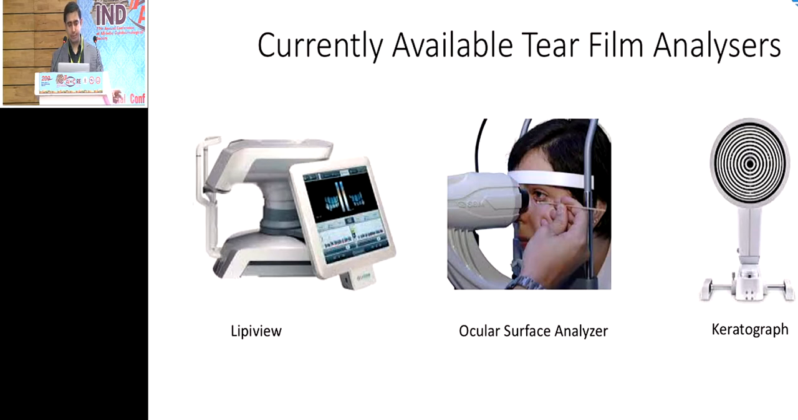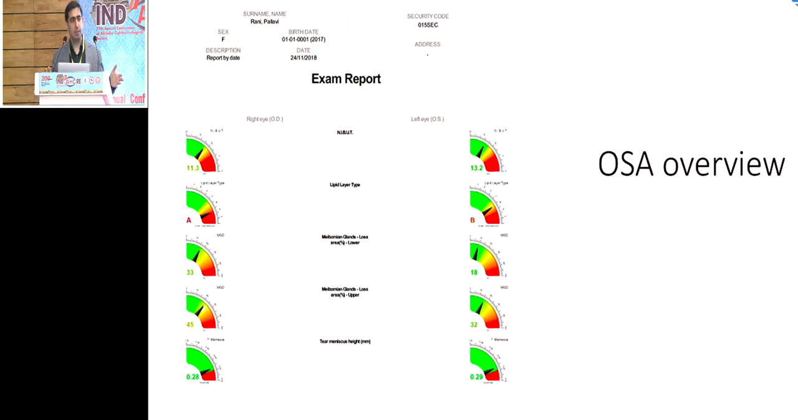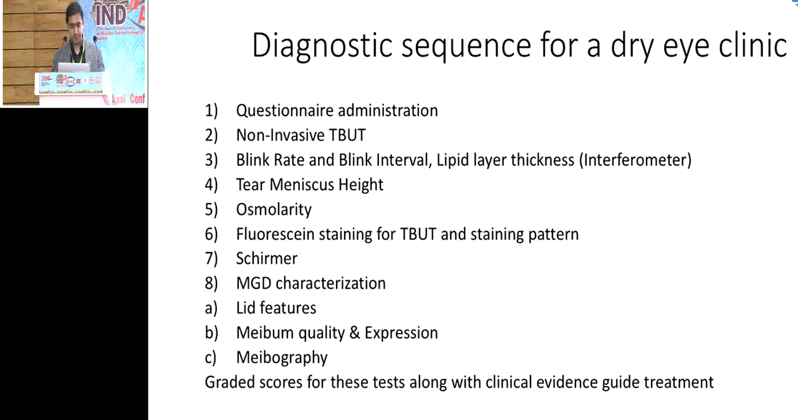Now, the currently available devices that can do this, there's the keratograph, the ocular surface analyzer from SBM, and the LipiView. There might be some others in the market, but these are the ones that I have experience with. The OSA is a very handy device which can be put onto a slit lamp and used. The LipiView has the advantage of giving you a lipid layer breakup. I'll just show you an overview from the OSA as well, which gives you multiple different parameters, and it's a very versatile device which can give you all these things.